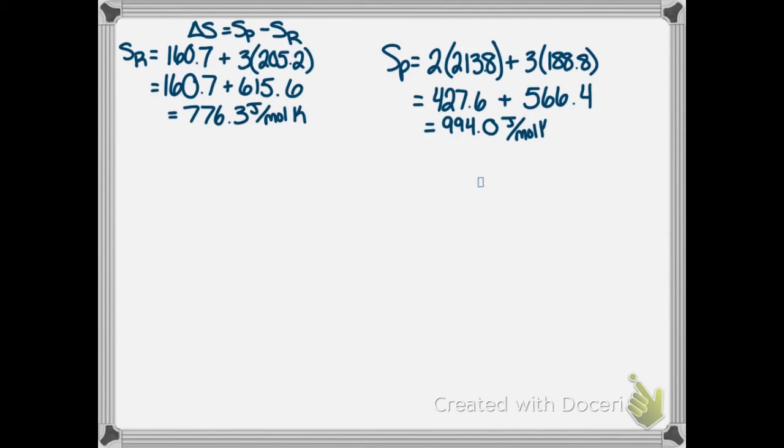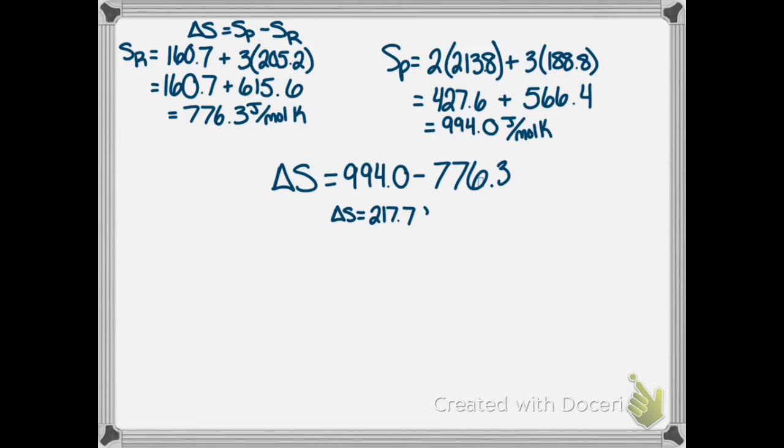To find our delta S, remember we have our S of our products minus the S of the reactants, so we are going to take our 994.0 joules per mole Kelvin minus the 776.3 joules per mole Kelvin. When we solve for this, our delta S value is 217.7 joules per mole Kelvin.